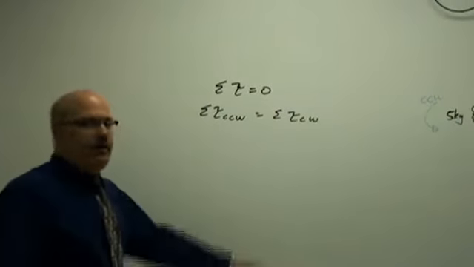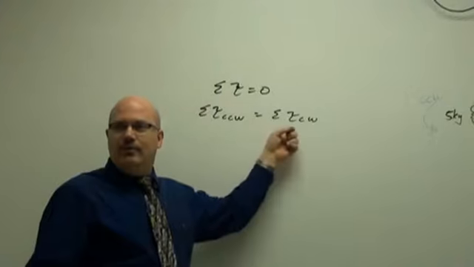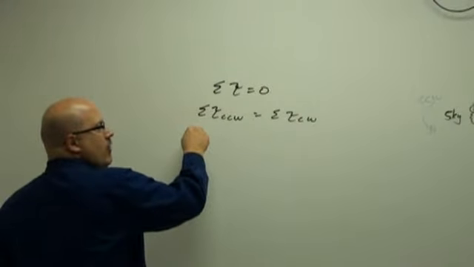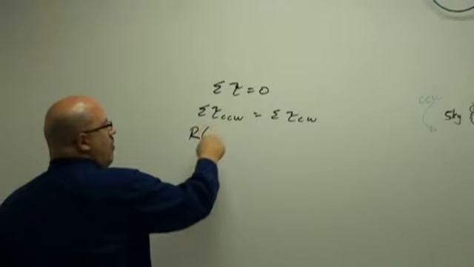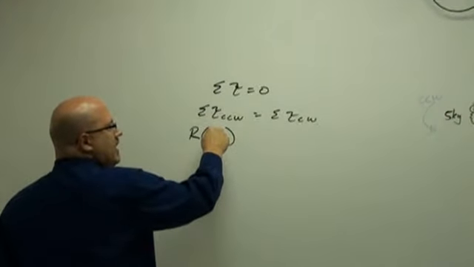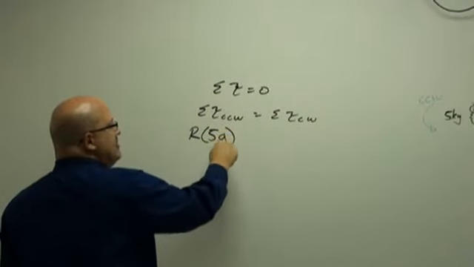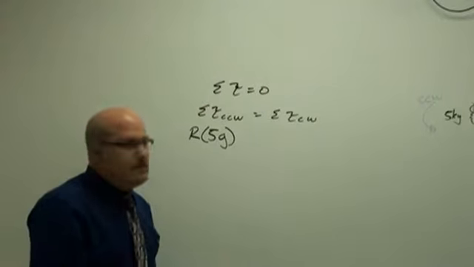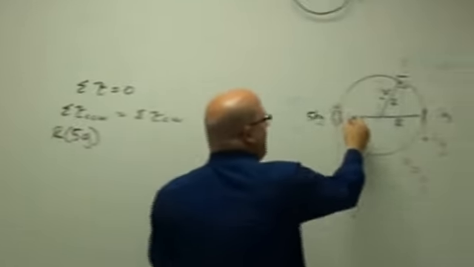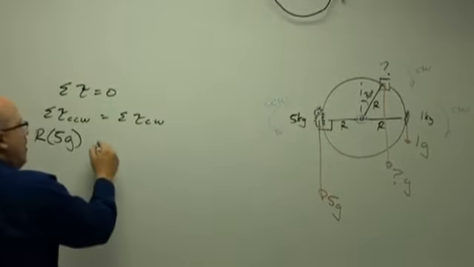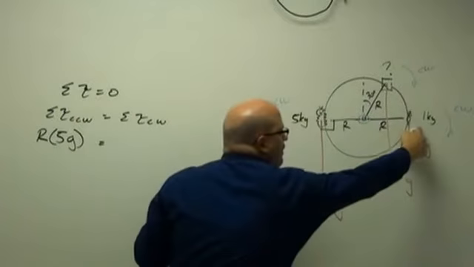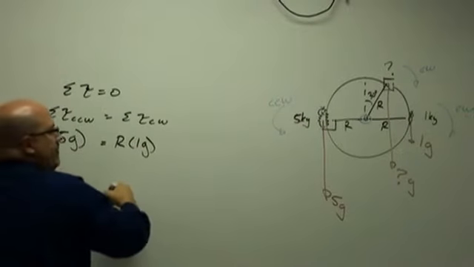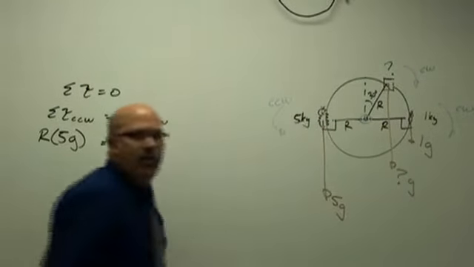All right. Sum of the torques counterclockwise equals sum of the torques clockwise, right? So counterclockwise, I've got a big radius of R and a force of 5G, right? Do I have to worry about an angle for this one? No, I'm perpendicular, so we're all good. Over here, let's handle the easy one first. It has a radius of R. It has a weight of 1G. And once again, we're good to go on the angle.